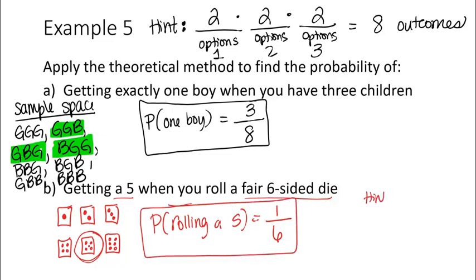Hint, I could have asked you all kinds of things. I could have asked you to roll an even number. Well, then I would have 1, 2, 3 out of the 6. I could have asked you to roll more than a 2. So more than a 2 would have been 3, 4, 5, 6. There would have been 4 out of the 6 options. So we can ask you all kinds of different scenarios or events within one specific experiment. Let's go ahead and try one more.